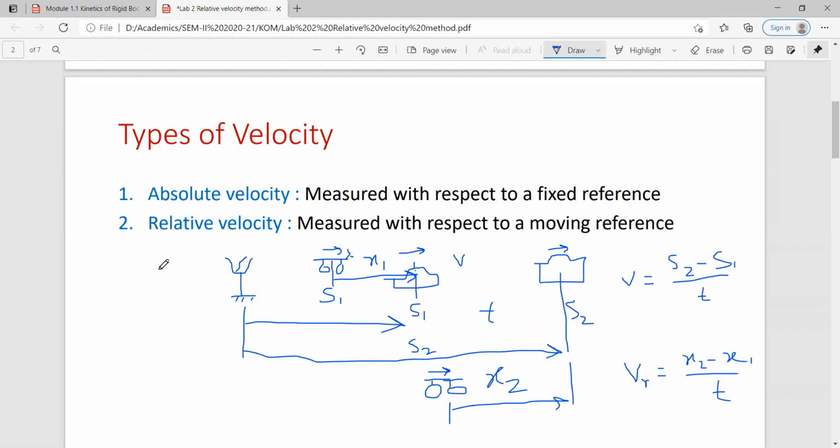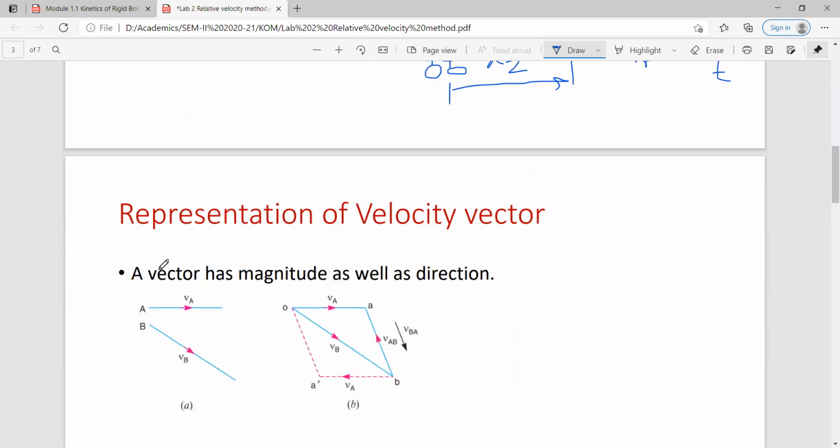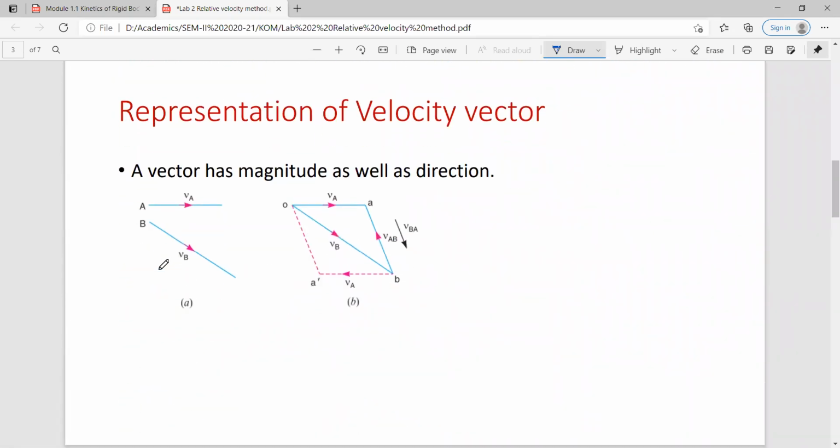Okay, so let us move to the next slide. Now it is very important, everyone should concentrate on it. That is how you will represent a velocity vector on a graph, on paper. Because it is also a graphical method of finding the velocity in mechanisms.